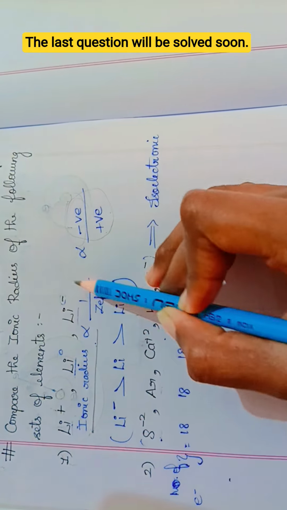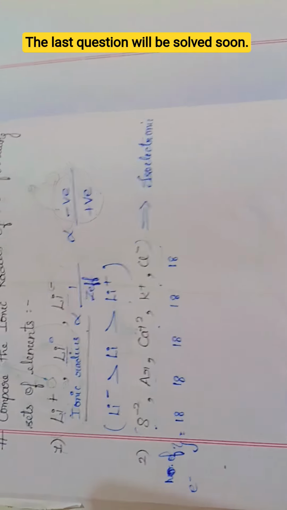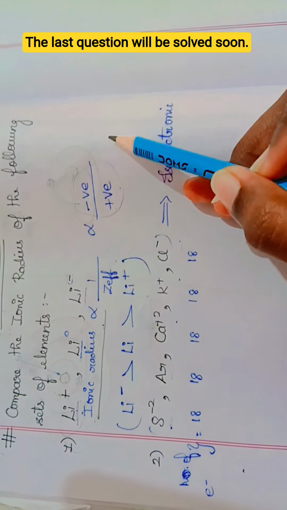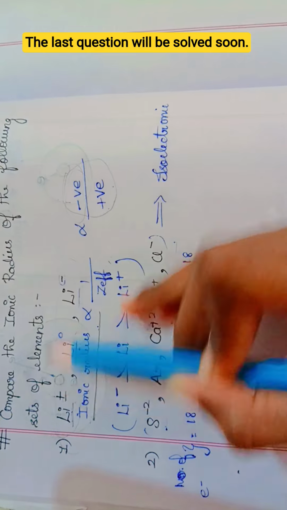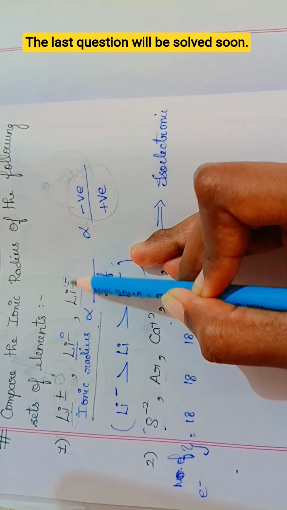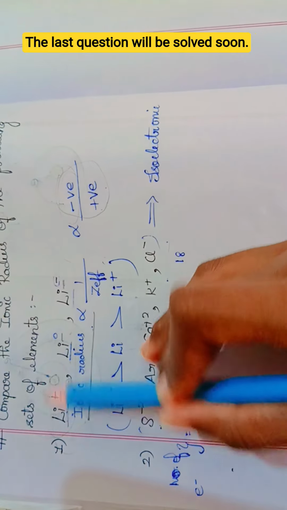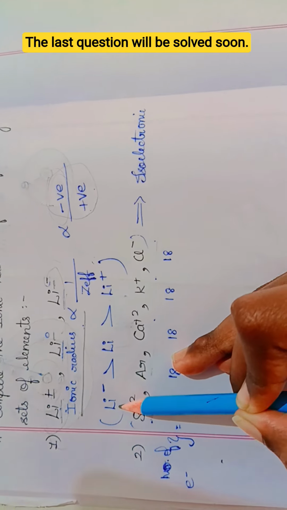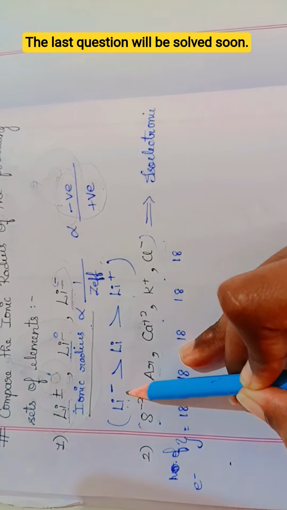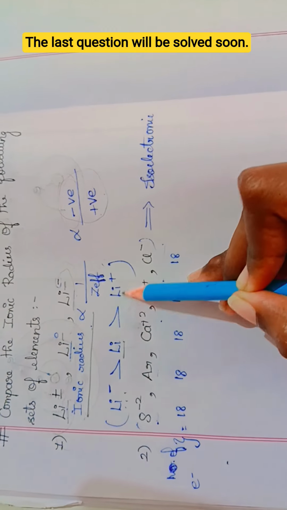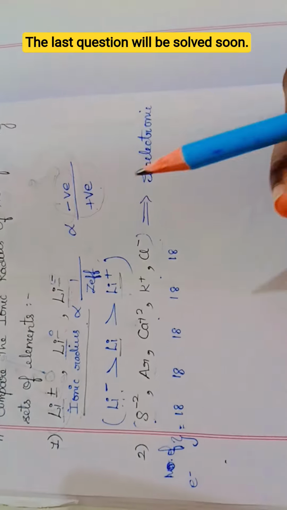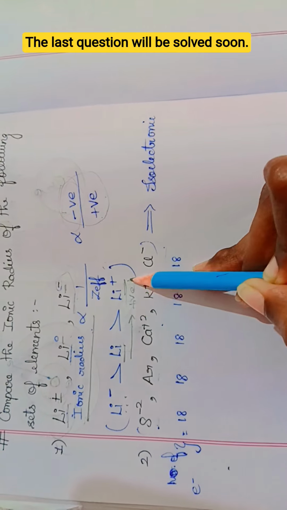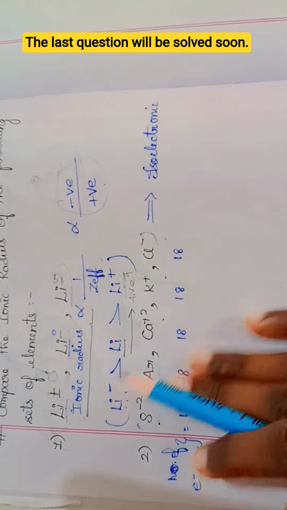Among these three, we can also observe that the elements are of the same type, that is lithium. So we can directly start comparing the charges. Among these three species, lithium minus is the one with the most negative charge, so this has the most ionic radius. Then comes the neutral, then positive lithium, lithium plus. Since the positive charge increases, the ionic radius decreases. This is the relation we can derive.